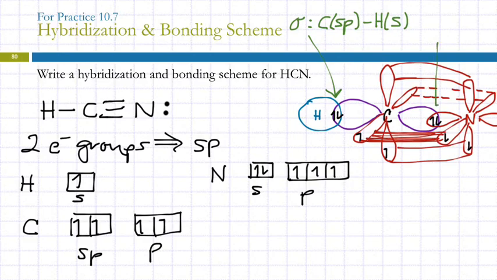So what about this bond? That's a sigma bond, this purple red one right here. Sigma. What's overlapping from the carbon? The sp. And then it's overlapping with nitrogen. And nitrogen has a p orbital.